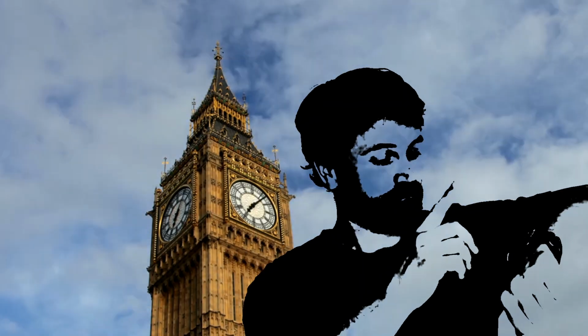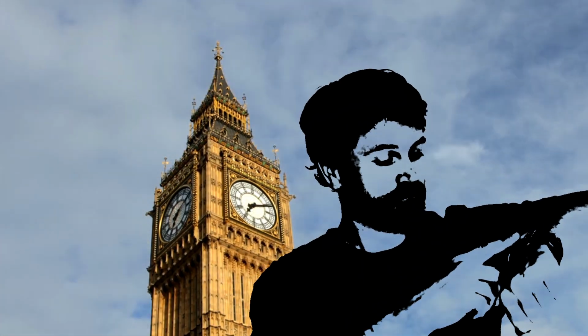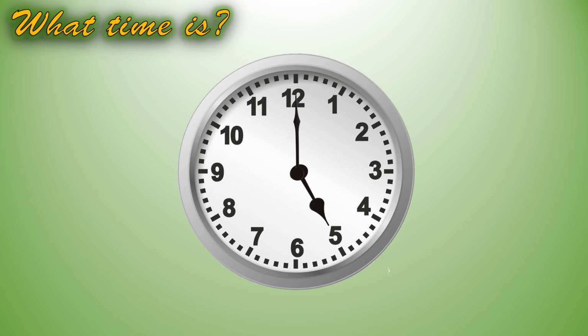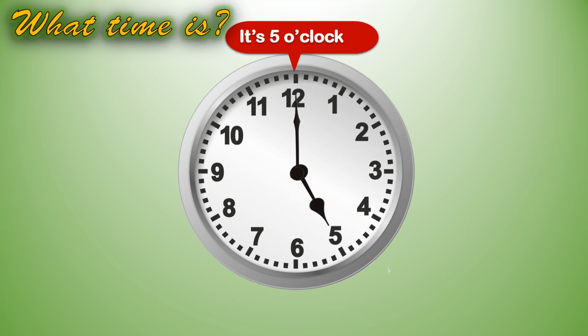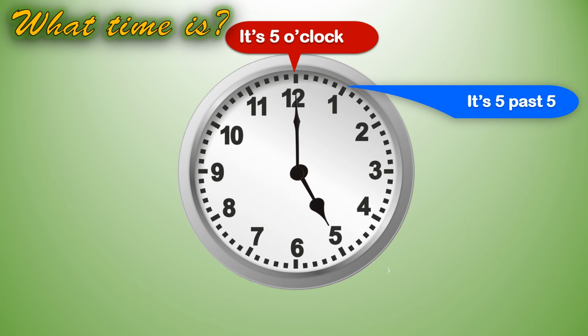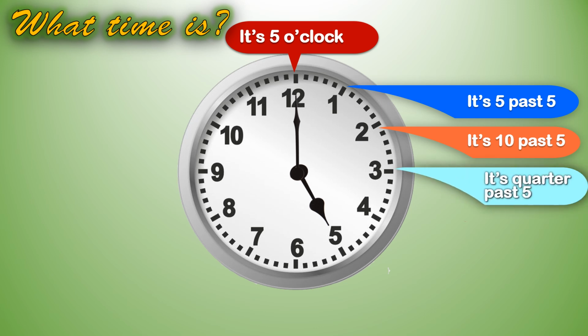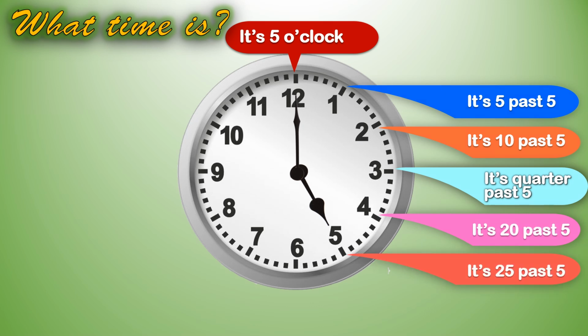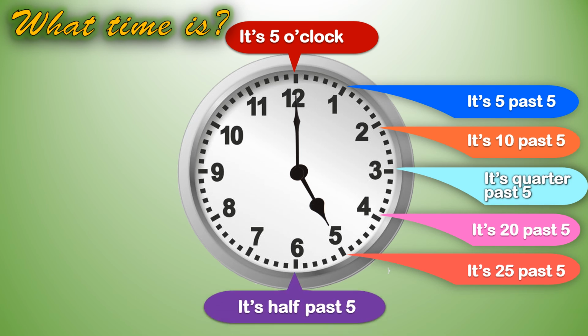Now let's see how to tell the time. What time is it? It's 5 o'clock. It's 5 past 5. It's 10 past 5. It's quarter past 5. It's 20 past 5. It's 25 past 5. It's half past 5.